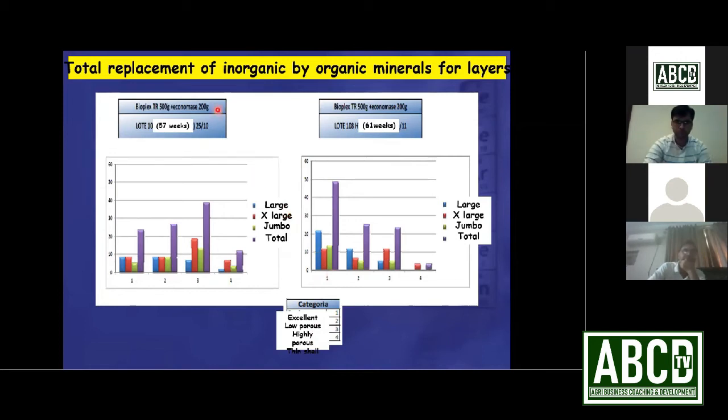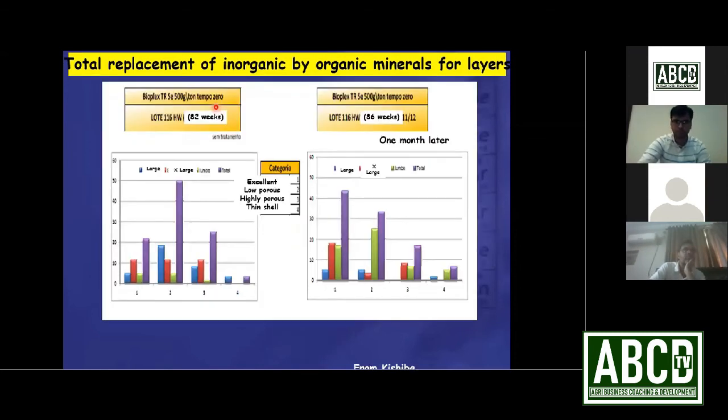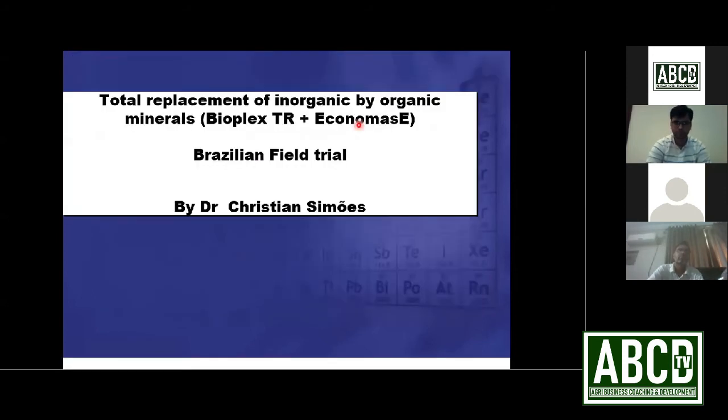Which is extremely important for table egg layers, right? So in this one, again, 500 grams of Bioplex plus 200 grams of Economase. And this one went through 82 to 86 weeks of age, so older hens. Exactly the same thing. So we have improvement in the excellent eggshell quality in table eggs. Right? Another study. This one was a total replacement of inorganic by organic minerals using Bioplex total replacement plus Economase, conducted by a different investigator here.